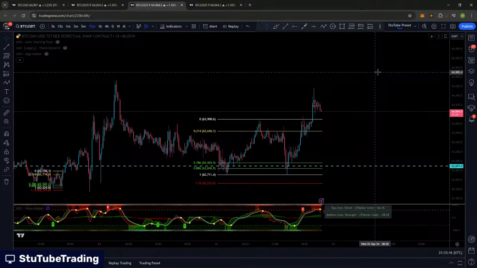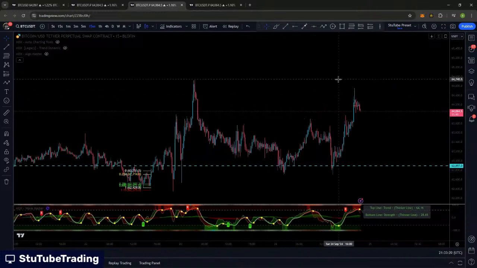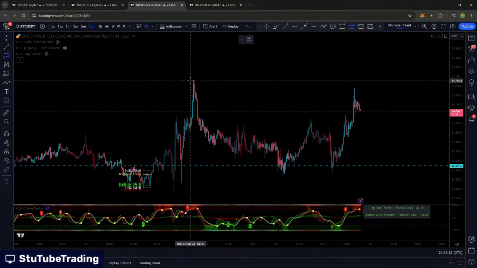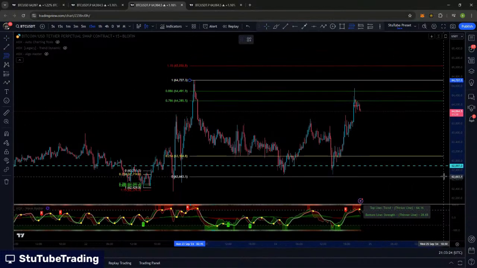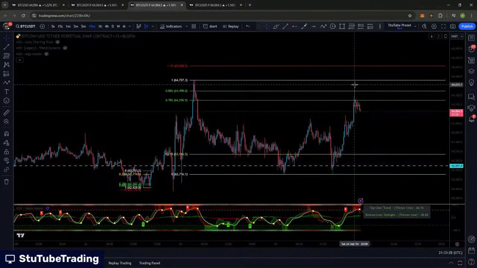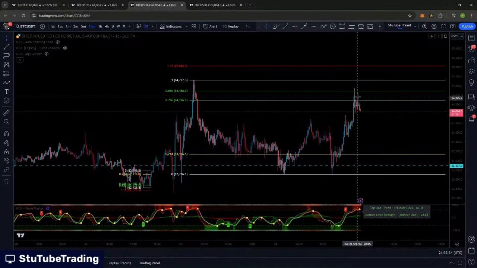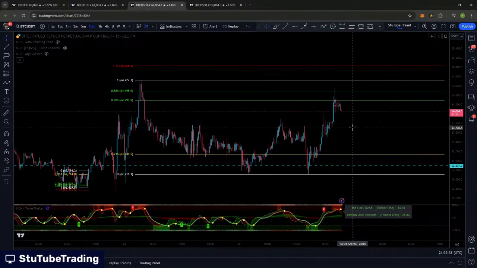Getting some warning shots on the 15. Also, something that I notice right away is if I pull a fib from this peak right here to there, notice we're getting rejected right at that 786, 886 fib. Notice that we go up, we wick fill this box almost perfectly, and then all the candle bodies are struggling to get inside.